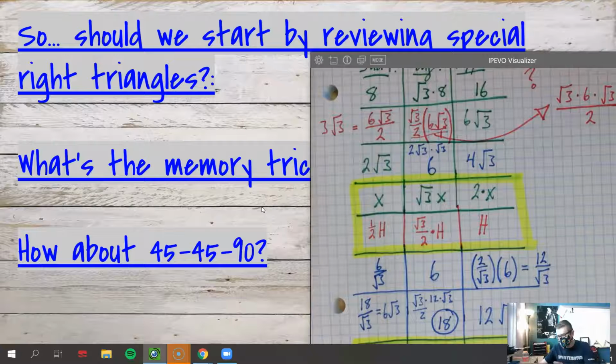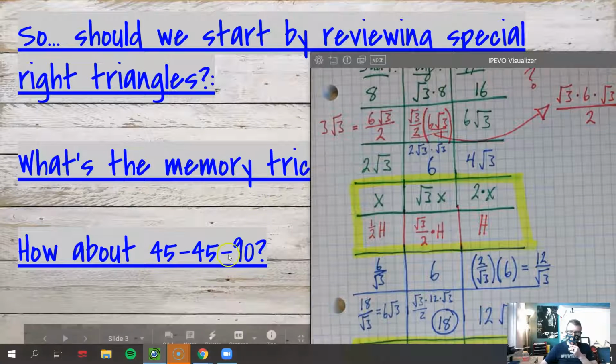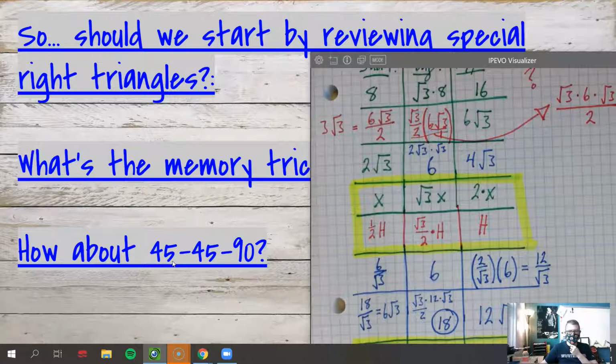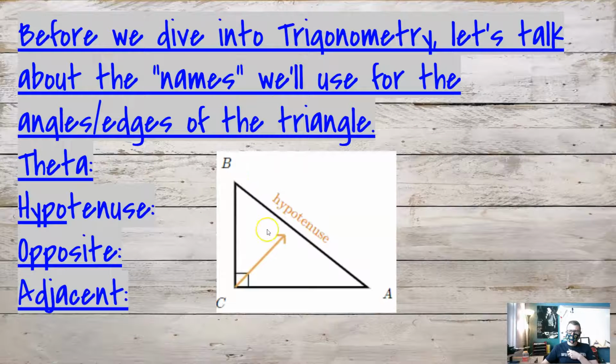All right, love you. So then 45, 45 was easy. What's the multiplier in 45, 45, 90? Square root 2. Yeah, so radical 2 instead. And I remember that because the two angles that are identical and the 90 is double the 45. Like everything is kind of 2 here. There's two similar angles. This is double. Yeah. So now let's talk about the names of the sides.